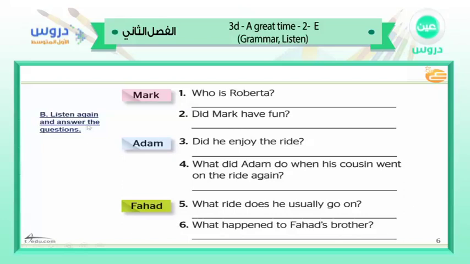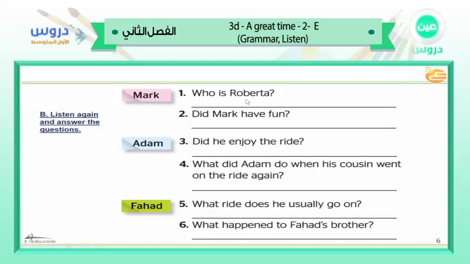Listen again and answer the questions. So we have 6 questions about Mark, Adam, and Fahad. We will do something different this time. We will read the questions first, then we will listen. After that, we will answer the questions. I know maybe some of them you know already, but I want you just to listen again, just to make sure and to complete all the questions.